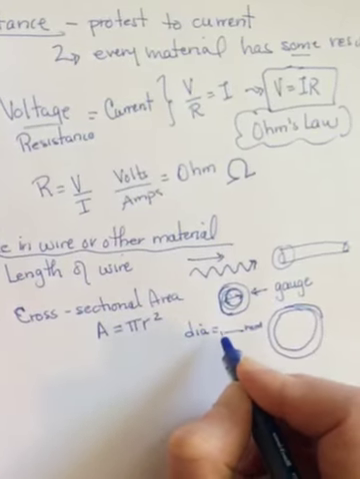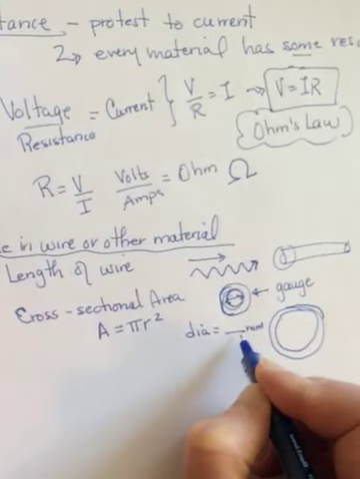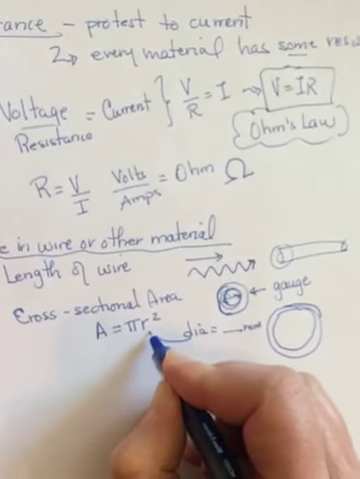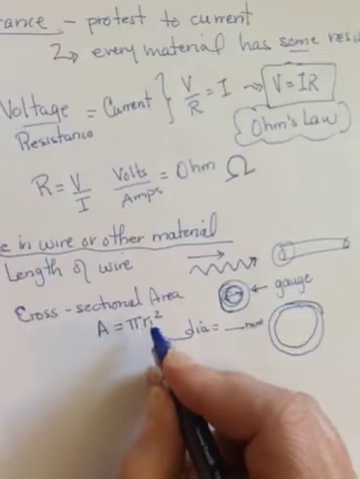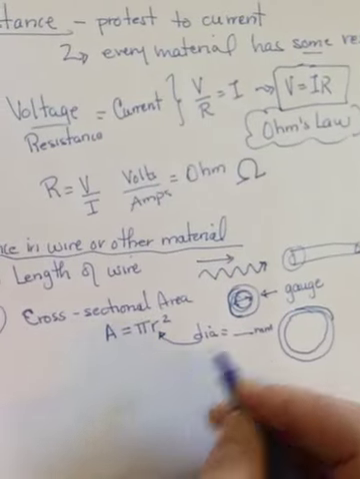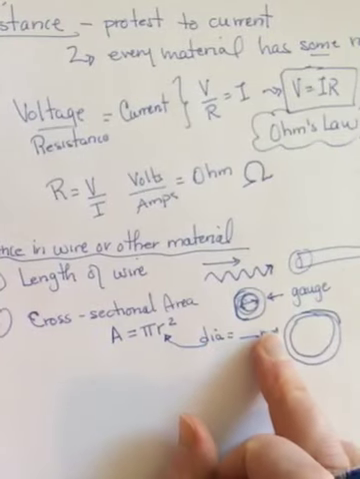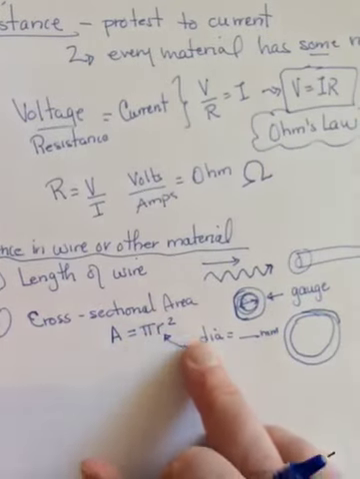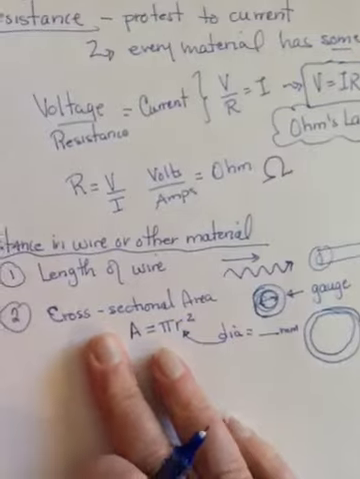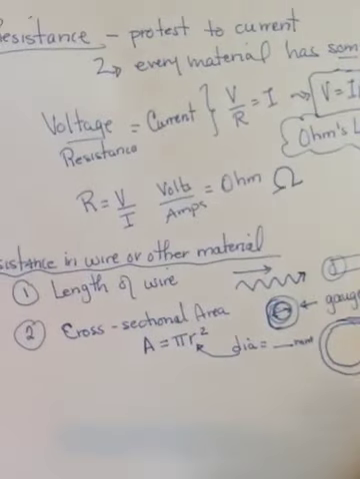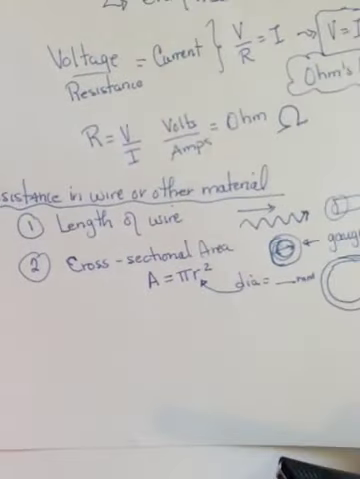So you need to do two things with it. You need to change it to meters, and then you need to cut it in half, because the equation for area asks for radius. Okay? So when you're doing these questions, make sure you change the millimeters to meters and you divide the diameter by 2. Okay, so that's the second thing that resistance in a wire or other material depends on.